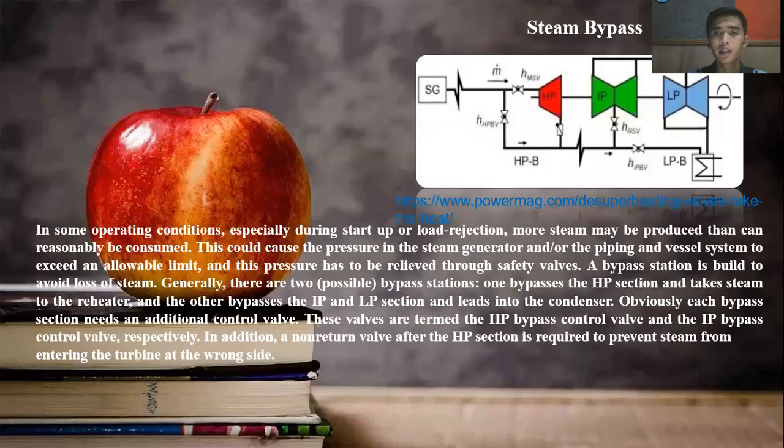Okay, next, picture of the bypass system. In some operating conditions, especially during start-up or load rejection, more steam might be produced than can reasonably be consumed. HP, IP and LP: high pressure, intermediate pressure, and low pressure.